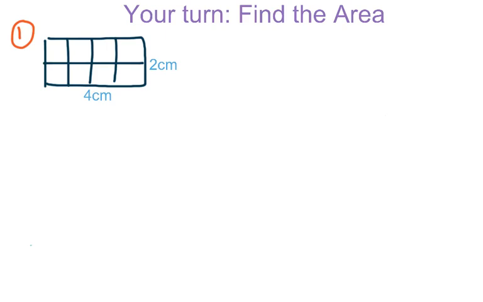Okay, so for question number 1, we can start by counting the number of squares we have. We have 1, 2, 3, 4, 5, 6, 7, 8. So the area is 8 centimetres squared.